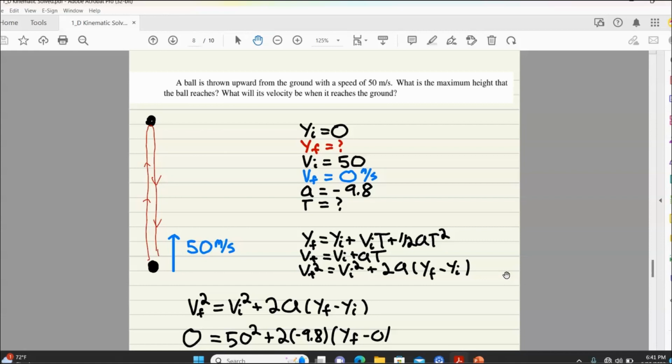So first question is, what is the maximum height that the ball reaches? You draw the picture. The ball starts on the ground. It moves up to some maximum height, turns around, it comes back down to the ground. Now let's fill out all the information that we know. Y initial is 0.